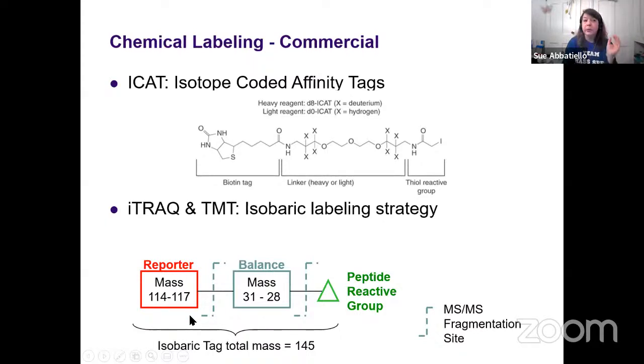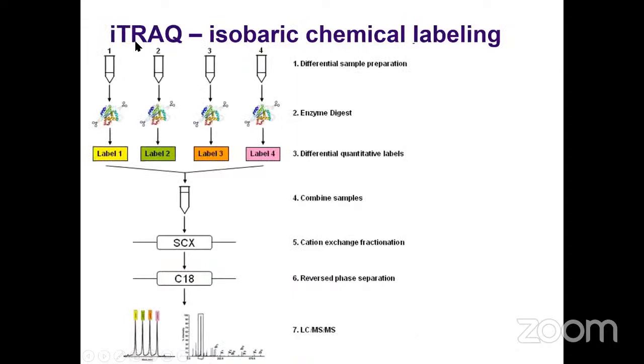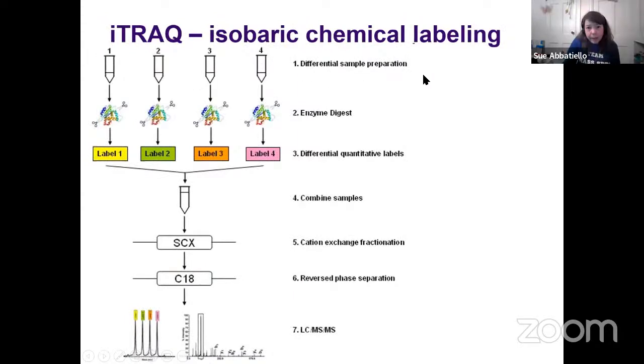Each peptide from a different sample will have a different mass fragment here. And this mass has been extended now to like 130. It's much, much higher, so you can multiplex in a bunch of different ways. But this is how this looks, where we've got the isobaric chemical labeling. In this case, we have 4 samples, and they are digested, labeled, put over a strong cation exchange to remove the reagents, C18 separation.